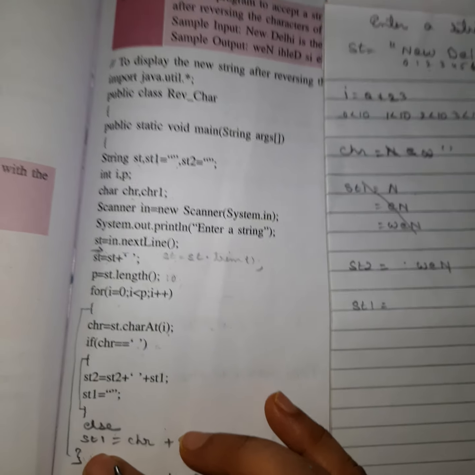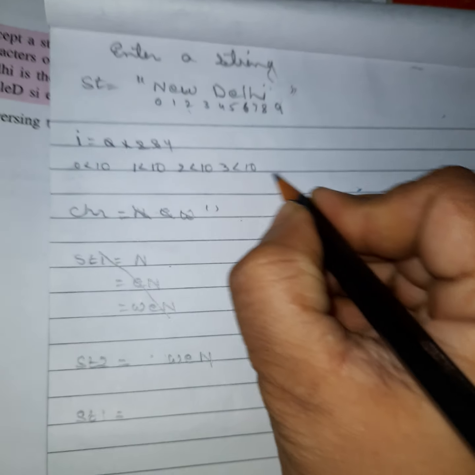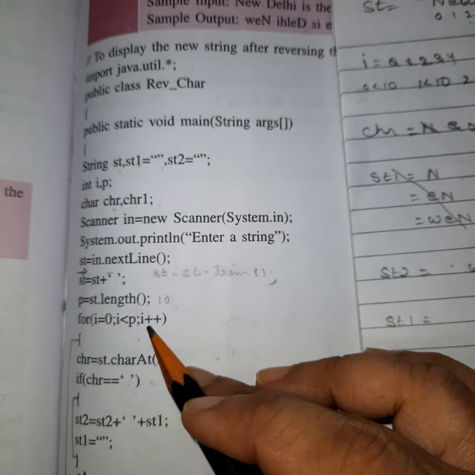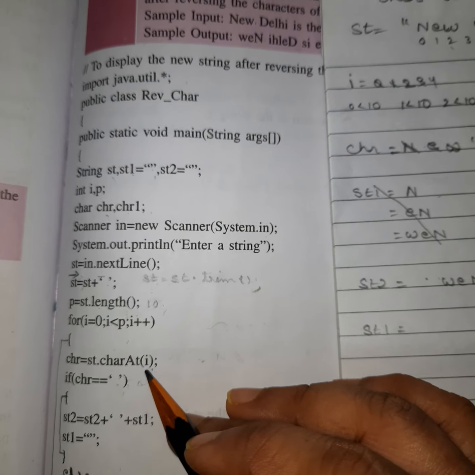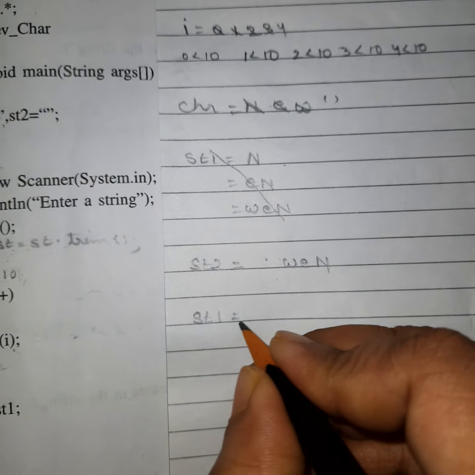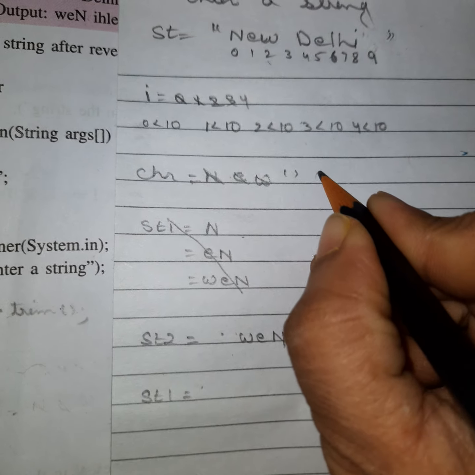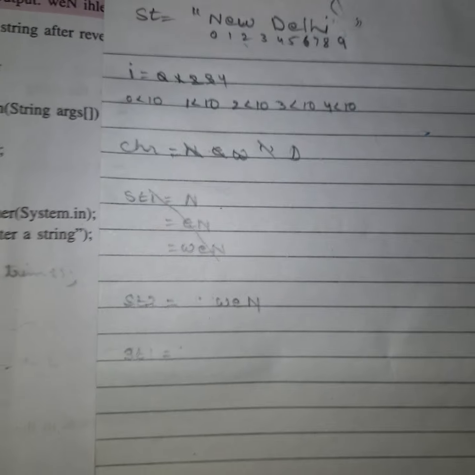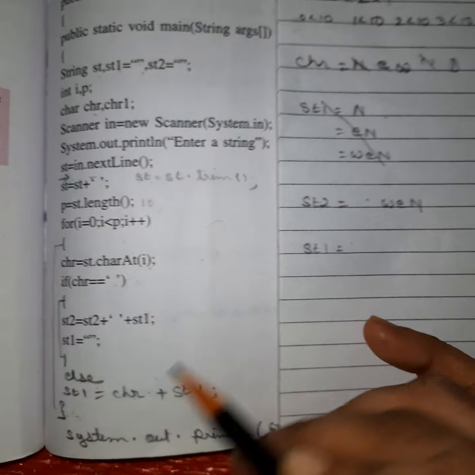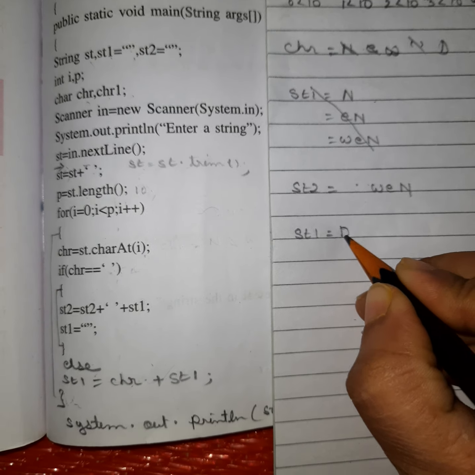Now it will come here. Now I is 4. 4 is less than 10, condition true. So it will come to this part, character at I. So I is 4, in the 4th position it is D. Since D is not a space, it will come to this part. So you see we have cleaned it. So here now st1 will be D.